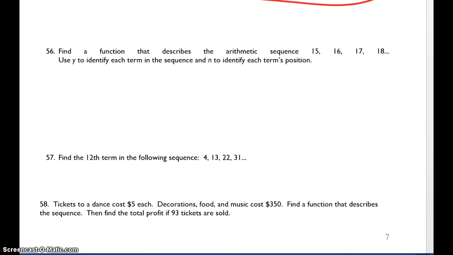So 56 says find a function that describes the arithmetic sequence 15, 16, 17, 18. Use y to identify each term in the sequence and n to identify each term's position. So this term here, that's position 1, 2, 3, 4. So I know my function should be y equals, that's what every function starts off with. So n is the location the number is in its sequence. So it always has to have something plus or minus something.